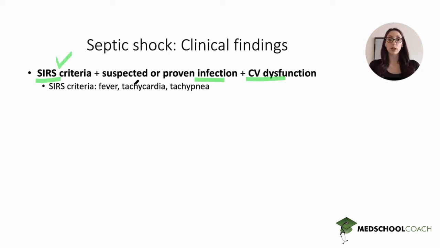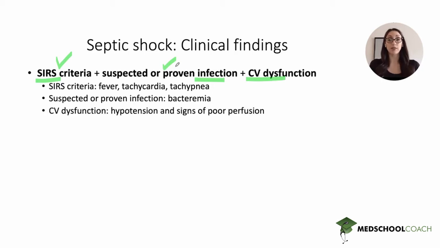Well, does he meet the criteria of having a suspected or proven source of infection? Remember that he was bacteremic with Staph aureus growing in his blood cultures. So he also meets this criteria. And finally, does he have signs of cardiovascular dysfunction?